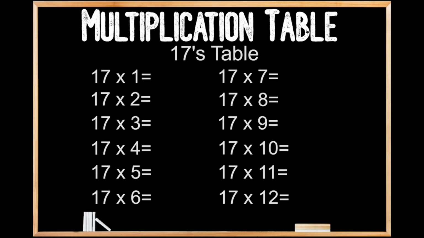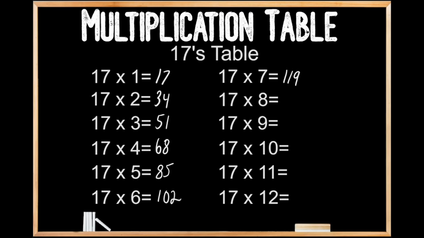17's table. 17 times 1 is 17. 17 times 2 is 34. 17 times 3 is 51. 17 times 4 is 68. 17 times 5 is 85. 17 times 6 is 102. 17 times 7 is 119.